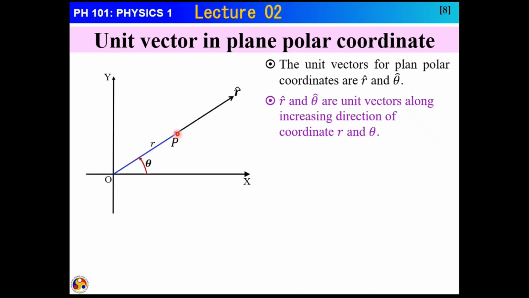So here at point P, what is the unit vector? It will be along this direction, which is in increasing direction of r. What is the unit vector along theta? Is here, okay, which is along increasing direction of theta. Theta is measured from x-axis. So theta is increasing along this direction. So this is the unit vector along increasing direction of theta.